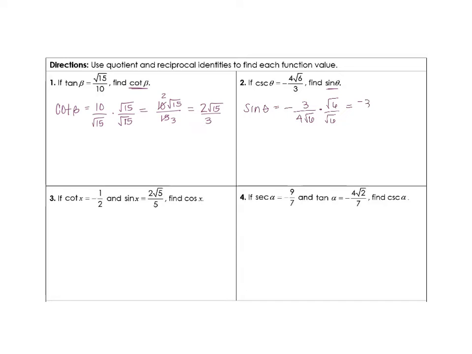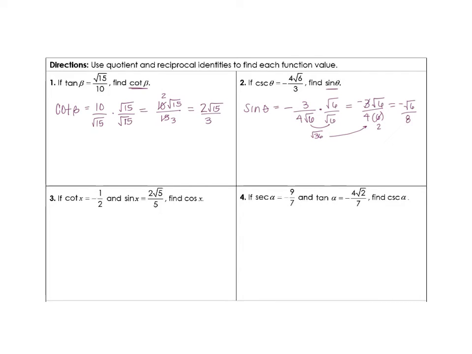We do need to rationalize. So we have 3 times the square root of 6 all over 4 times 6, because again here that does give me the square root of 36, and that in turn reduces to 6. And now I can cancel the 3 with the 6. That's going to leave a 2. And so I have negative square root of 6 all over 4 times 2, which is 8. Okay, moving on to the next.